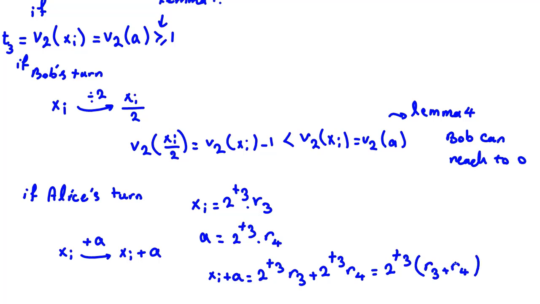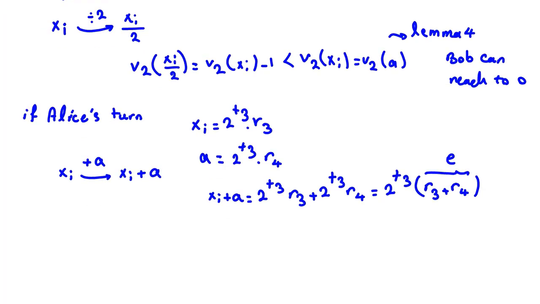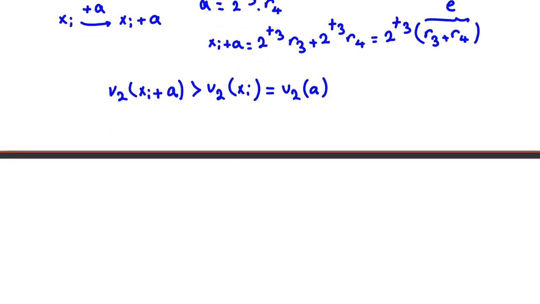Odd plus odd is what? It is even, okay? So we conclude that v2 of xi plus a is greater than v2 of xi. And because v2 of xi is v2 of a, we've reached the case that the power of this part is greater than the power of a. So we should analyze the case that the power of the number that we have is greater than the power of a. So let's consider this case first.